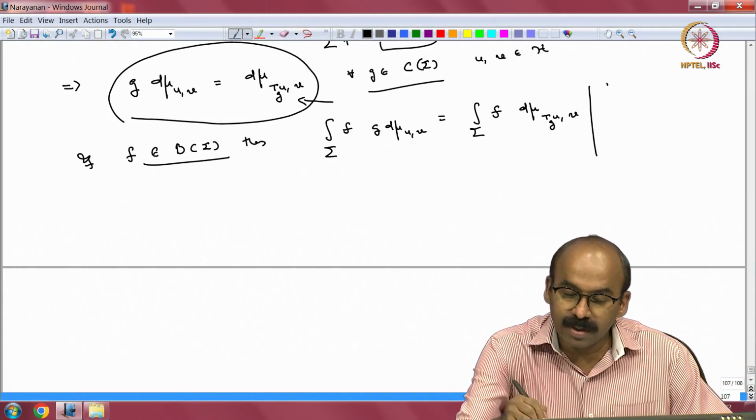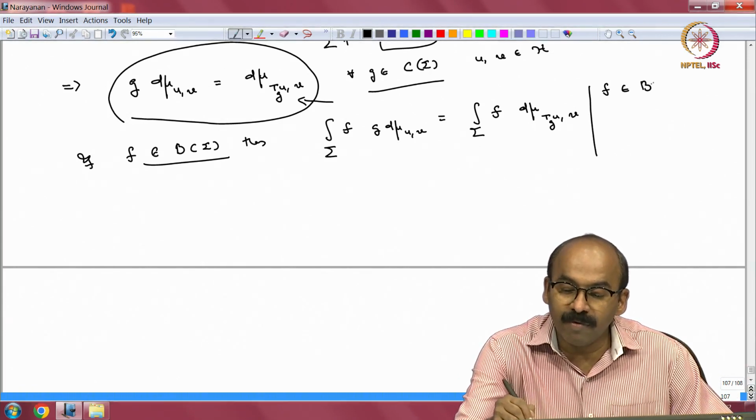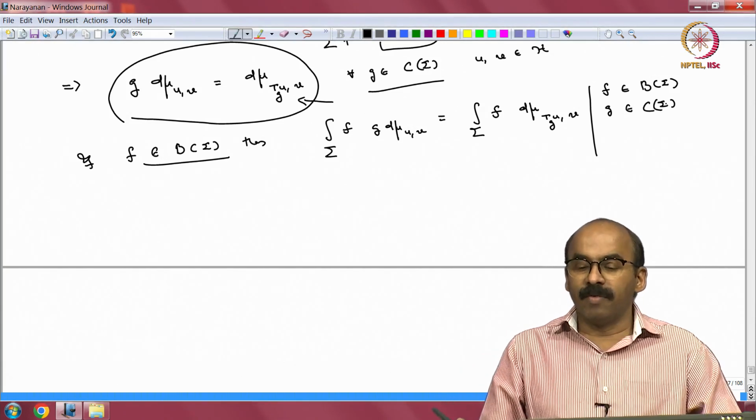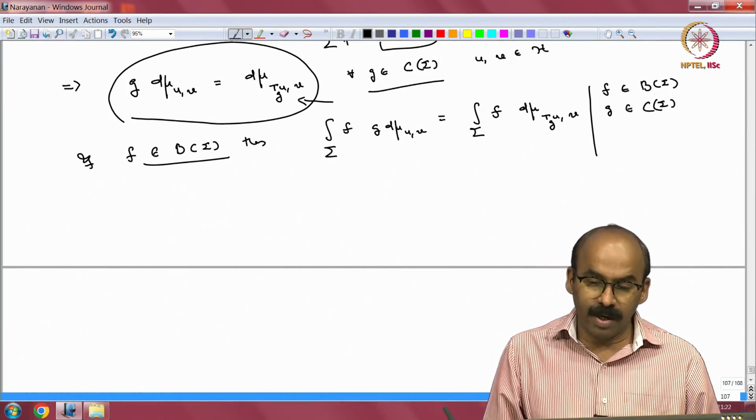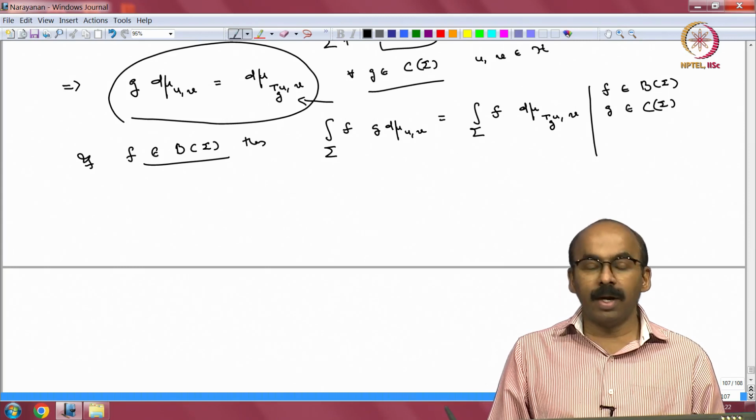Well, where are the functions? F now is a bounded function, not a continuous function, but G is still a continuous function. Okay, we have not pushed G to bounded functions, there G is still continuous. So, this is true for every F in B(sigma), the bounded functions, right.